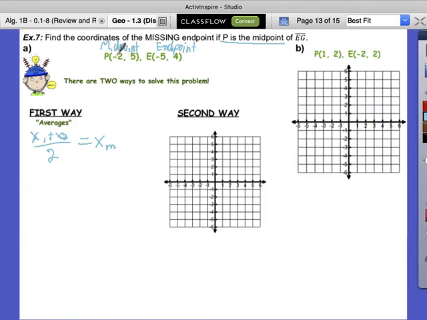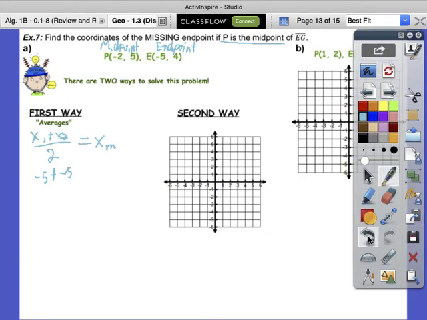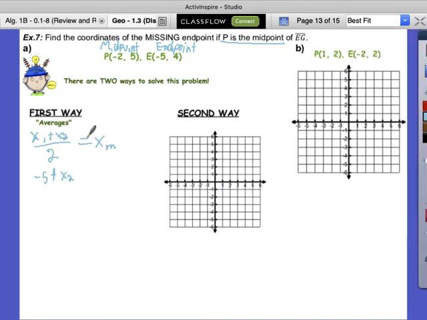So P is our midpoint here. Now what I can do is take this and plug in what I know. Do I know one of the endpoints? Yeah, so I can plug in negative 5, the x value, into one of these two x's. That's where we would put it. Now the other one, do I know the other endpoint yet? No, that's what I'm trying to find. So I have to put plus x sub 2. I have to leave x2 there.